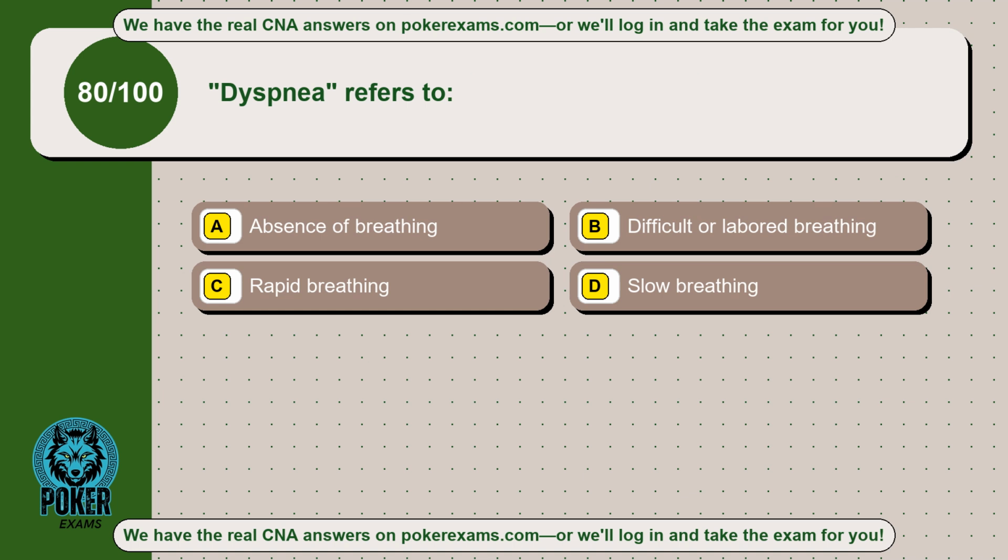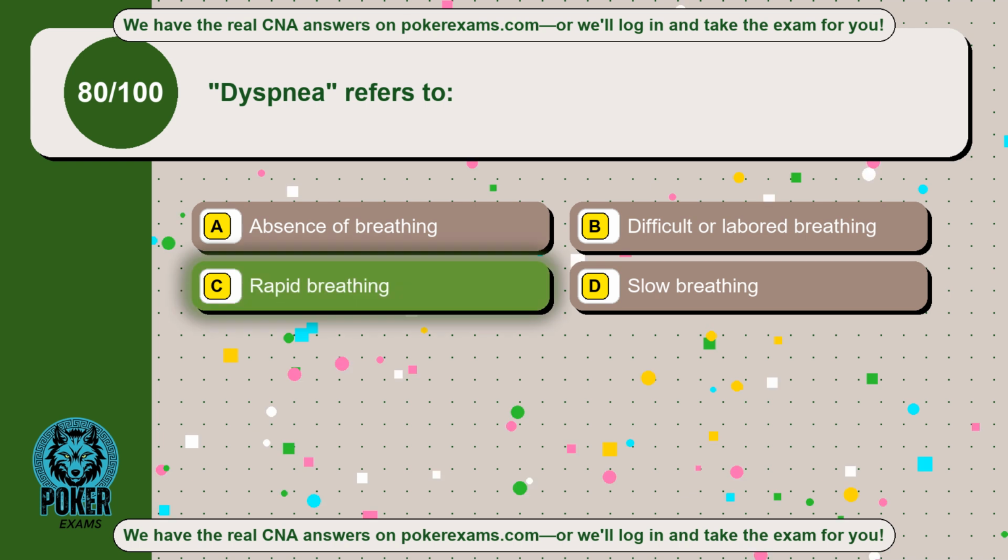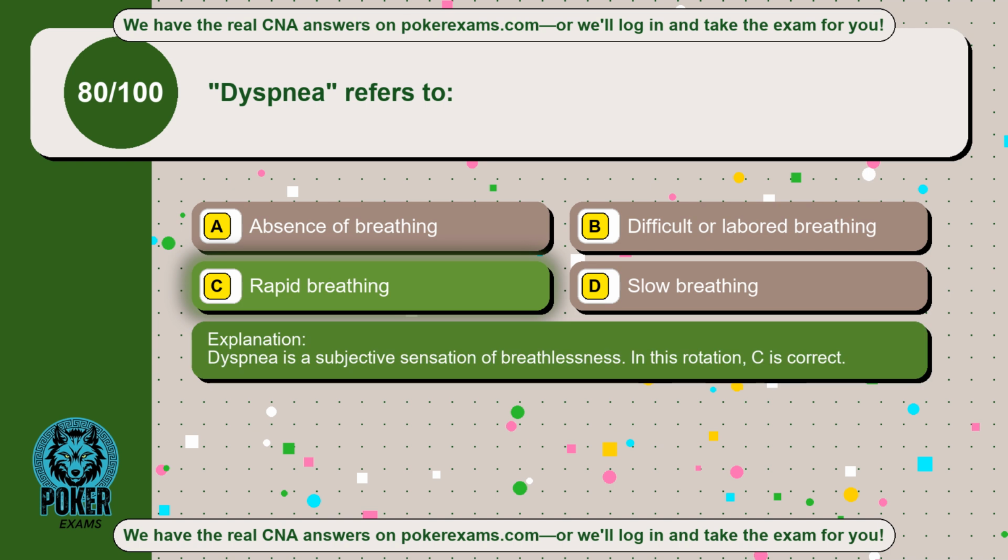Question 80. Dyspnea refers to: Option A, absence of breathing. Option B, difficult or labored breathing. Option C, rapid breathing. Option D, slow breathing. The correct answer is option C, rapid breathing. Dyspnea is a subjective sensation of breathlessness. In this rotation, C is correct.